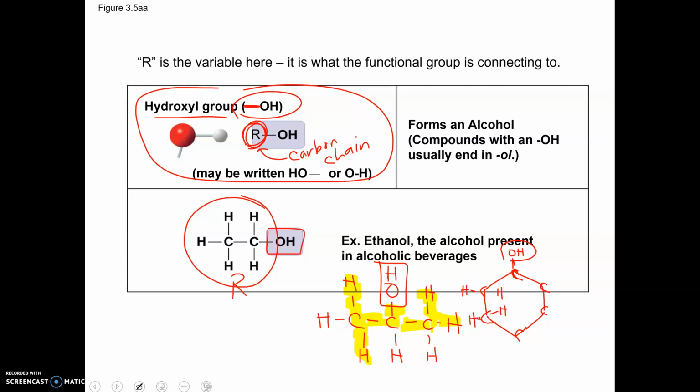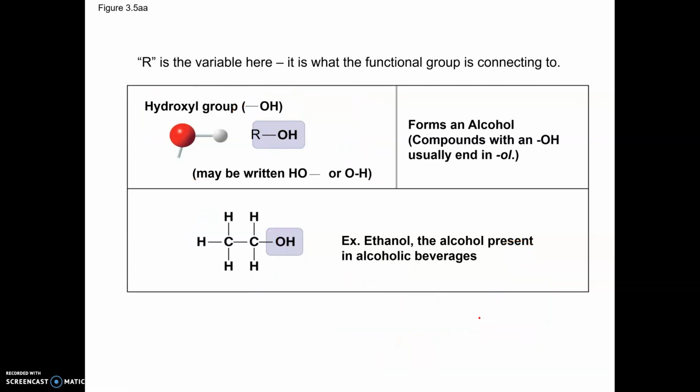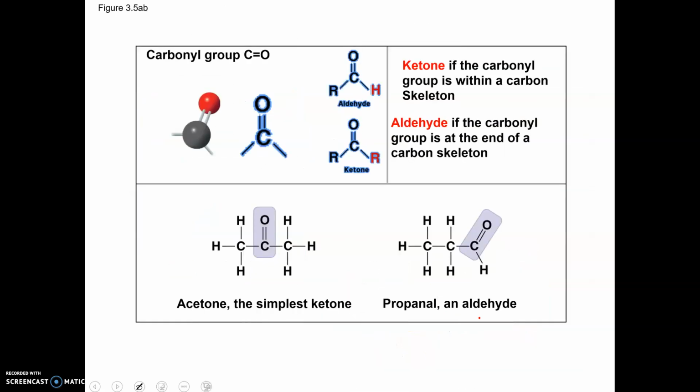So that is called a hydroxyl group. And typically things that have hydroxyl groups are called alcohols. Sorry. Okay, this is our second one. It's called a carbonyl group. Now technically the carbonyl group itself is this.